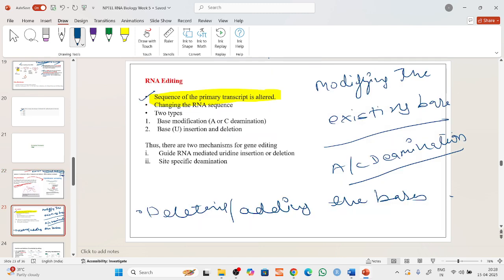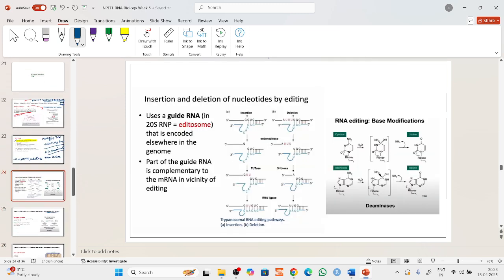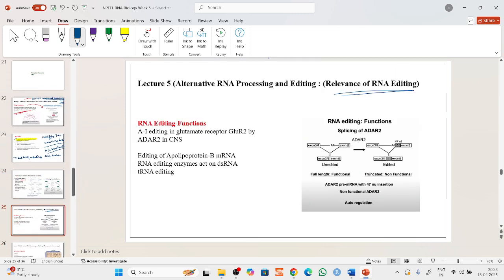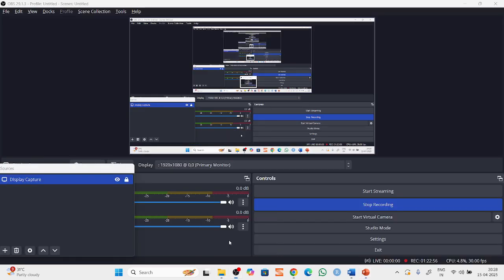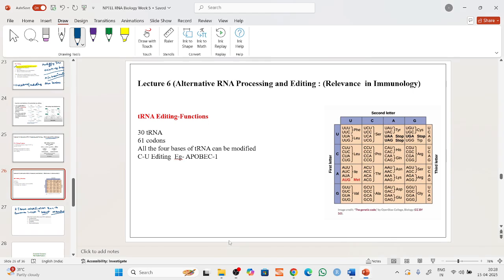Then RNA editing. We can also change the sequence of the primary transcript, and there are two types of modifications: base modification, and insertion and deletion. It can be achieved through guide RNA mediated uridine insertion, deletion, or site specific deamination. And then we have studied the various functions of RNA editing. So, all this we have studied in lecture 5.